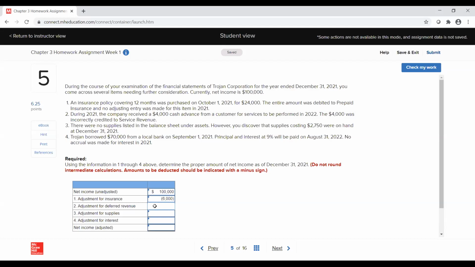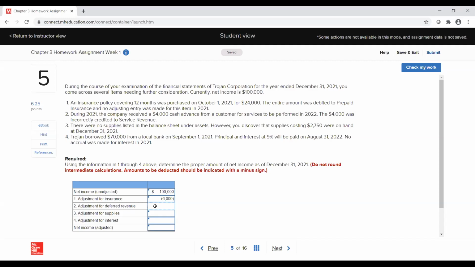Now, number 2, adjustment for deferred revenue. During 2021, the company received a $4,000 cash advance from a customer for services to be performed in 2022. The $4,000 was incorrectly credited to service revenue. So guys, this is really not an adjusting entry per se. It's more fixing what was screwed up. Okay?